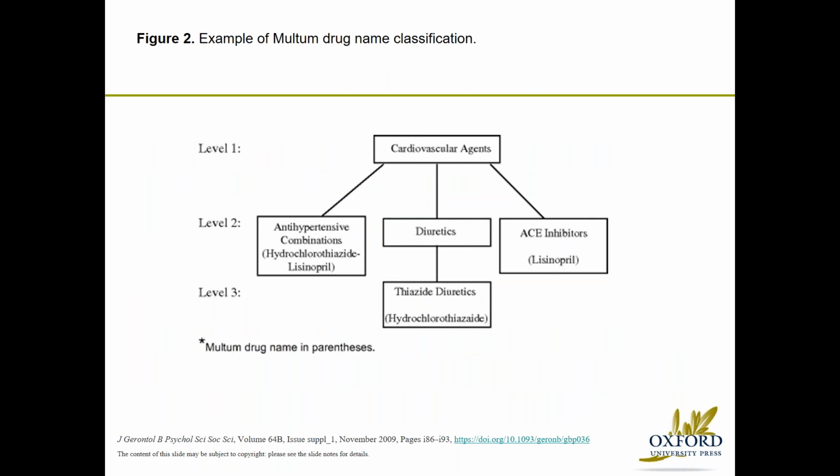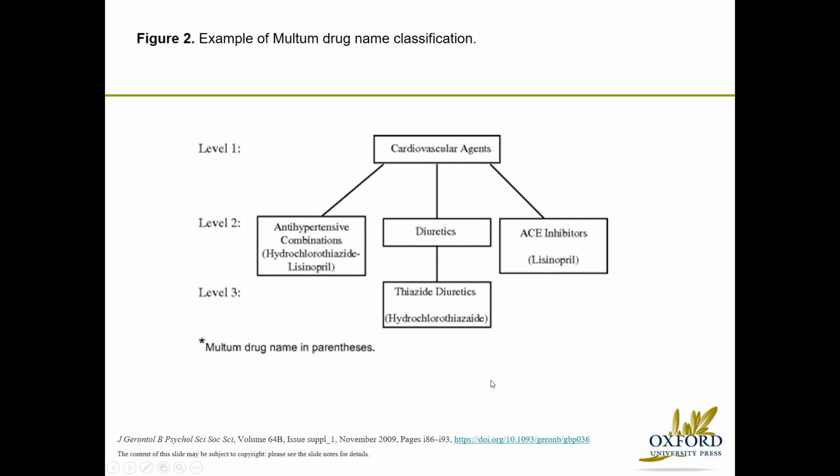So this is just an example of the Multum drug classification hierarchy. If we think of hydrochlorothiazide, that's the drug name, and it's at level 3, under thiazide diuretics as a pharmacological drug class. At level 2 of the Multum drug classification, it's under diuretics more generally. And then at level 1, which is the more aggregate level, it's under cardiovascular agents.